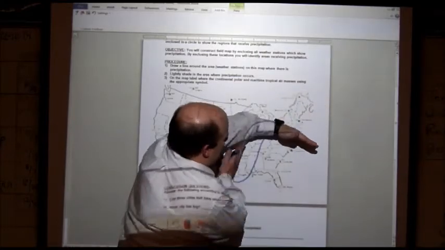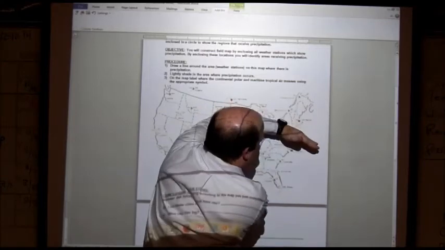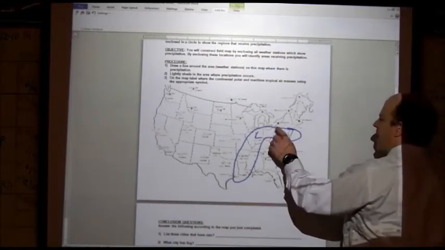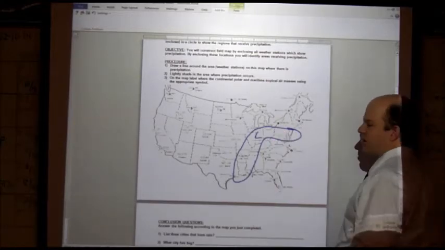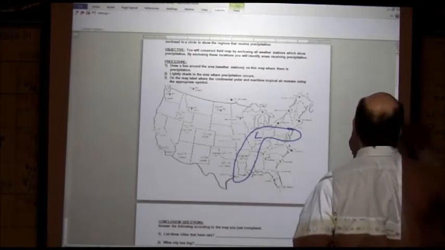So this section and this section are going like this. Okay? It's moving, but also turning and pivoting. So that's why Buffalo and Boston are going to get the rain. Okay? So, with that being said, you have your cities now. You can finish that up.